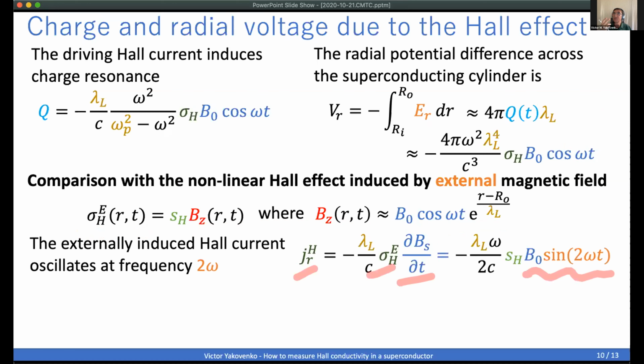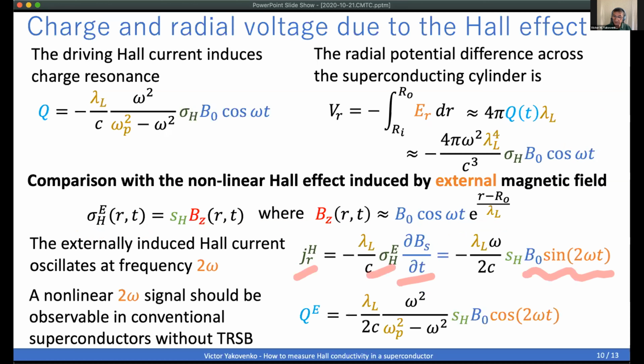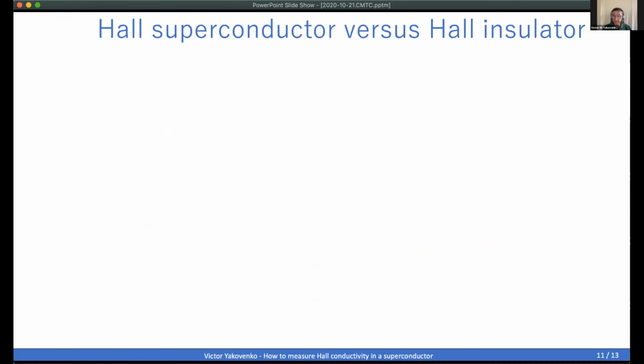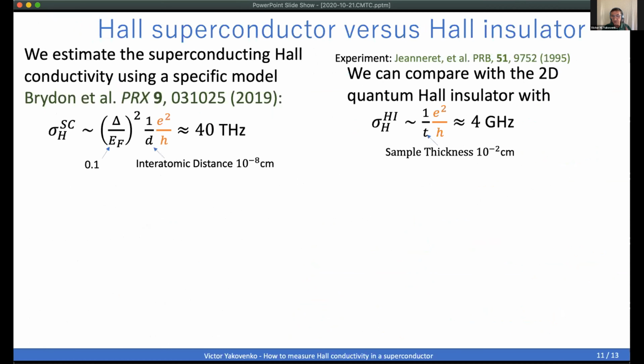So in other words, if you take a material which does not break time reversal symmetry by itself, you would have the same effect as I discussed before, with radial current and radial charge, but it will oscillate at frequency 2 omega. It will be second harmonic generation. Whereas if you have spontaneous Hall conductivity, the response will be at the same frequency. So by measuring the response at frequency omega and 2 omega, you can distinguish the intrinsic Hall effect from the conventional induced Hall effect. And finally, some numbers, 2 slides and I'll finish.